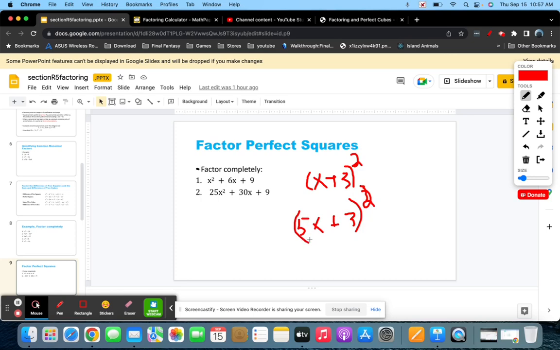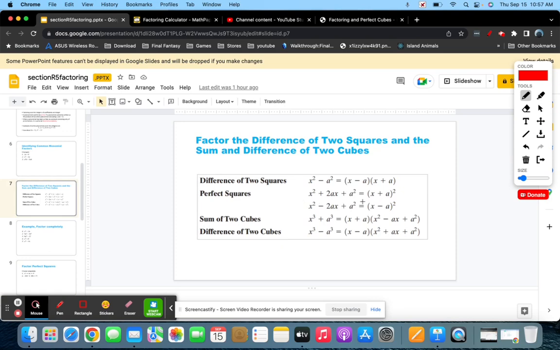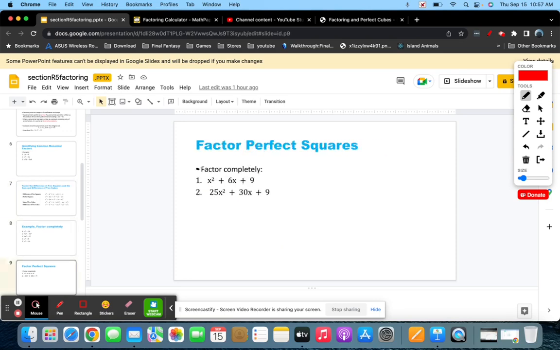Remember, if I multiply these times each other, 5x times 5x is 25x squared. 5x times 3 is 15x. 3 times 5x is 15x. 3 times 3 is 9. And so it all adds up. But again, they may have the perfect square formula right here to help you.